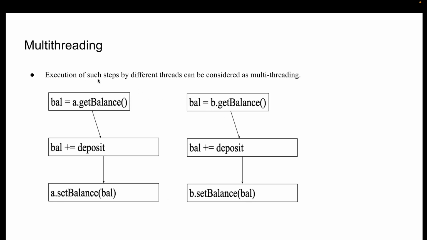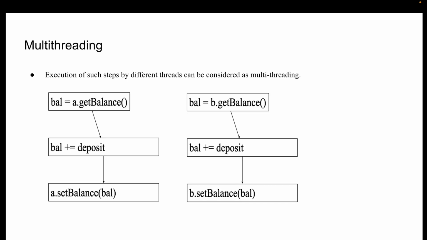So see, execution of such steps by different threads can be considered as multi-threading. Let's say we have two threads, thread A and thread B. So see, when you run your Java program, you're compiling and you are running that program.